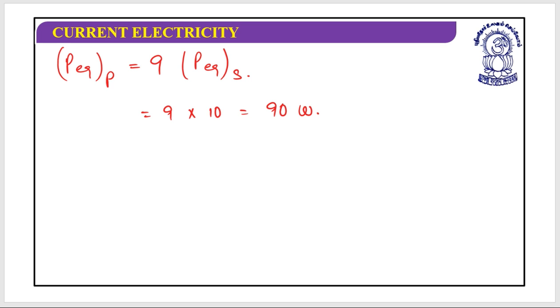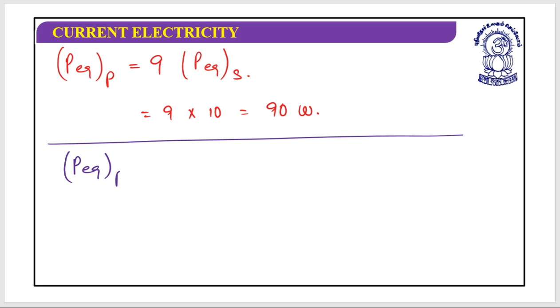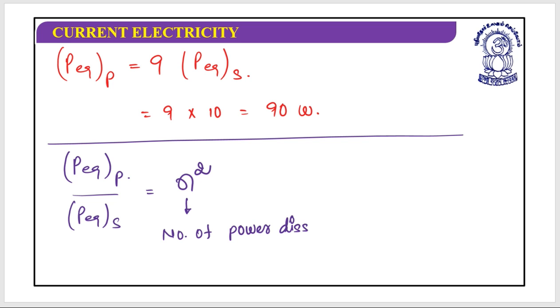Is it? Now one more thing that you must remember. You must remember this relation, that P equivalent in parallel to the P equivalent in series would always be equal to n square. Yes, here n is the number of power dissipating components.